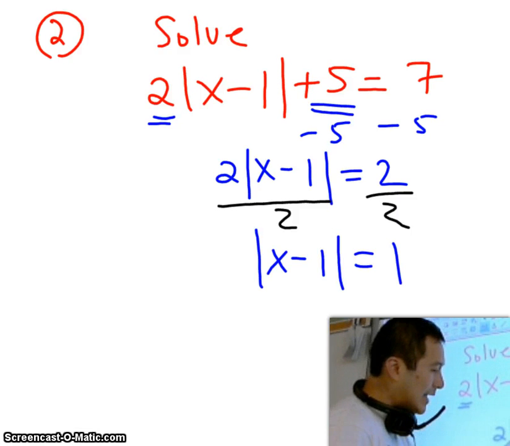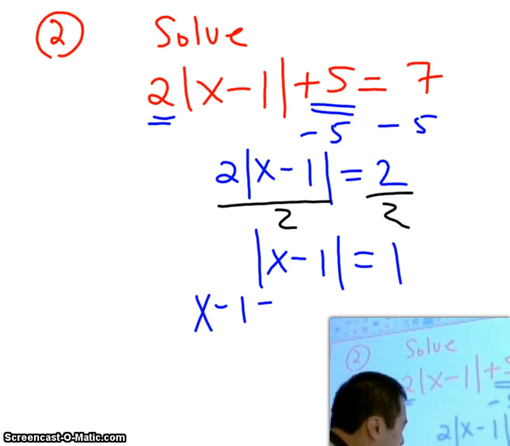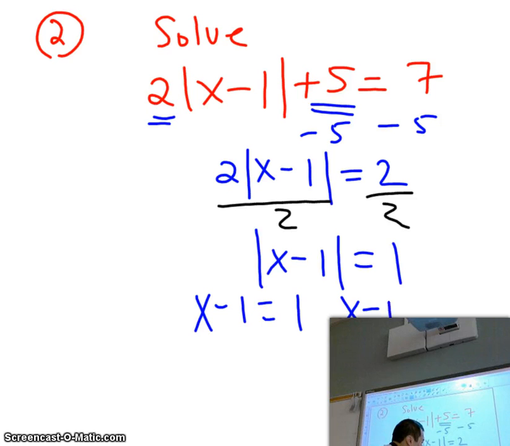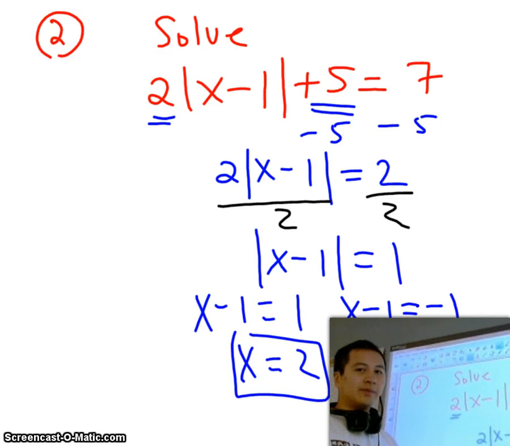Distance equals 1. So you write two equations. You got x - 1 = +1 and x - 1 = -1. Solve for this. x = 2. Add 1 on both sides. x = 0. And how do you check if this is actually true? Plug it in. Plug in 0. 0 minus 1 is -1. Absolute value of -1 is +1, times 2 is 2, plus 5 is 7. Try again with this 2.